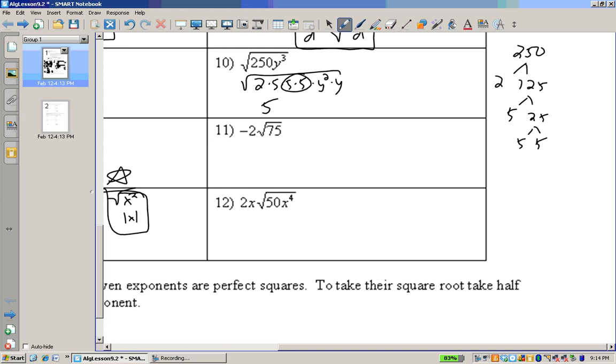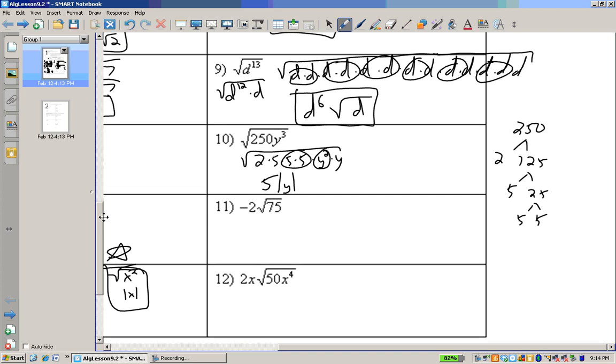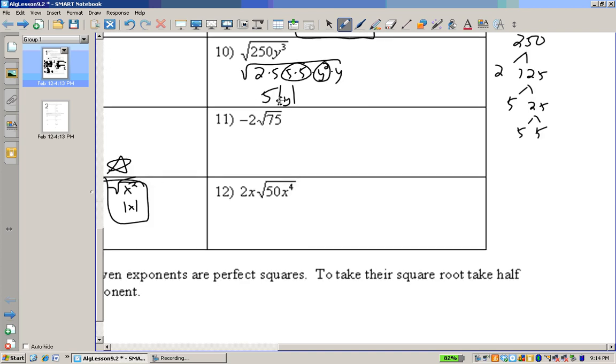It's going to be 5. We've got a 2 and a 5 stuck inside. The y squared we can pull out, but we've got to make an absolute value because it's an odd number that's coming out. If it's an even number, we don't need that. So 5 times the square root of y. Inside we have just a 2 and a 5 and a y. And so we need to simplify that back down. So we have 5 times the absolute value of y, since that's an odd number, 1. And then the square root of 10y.